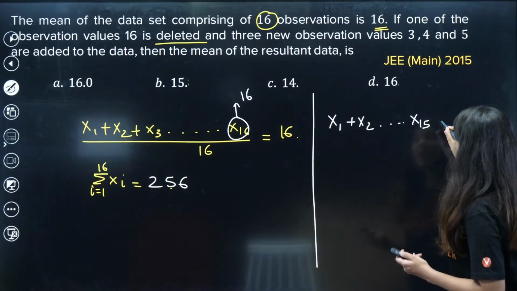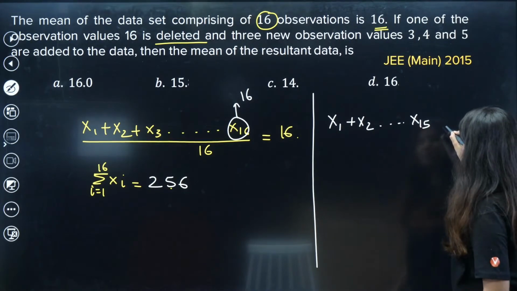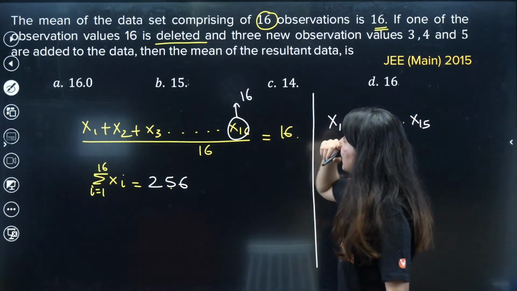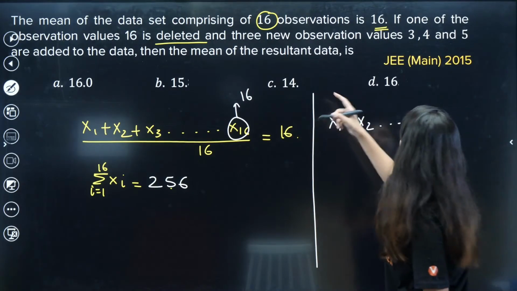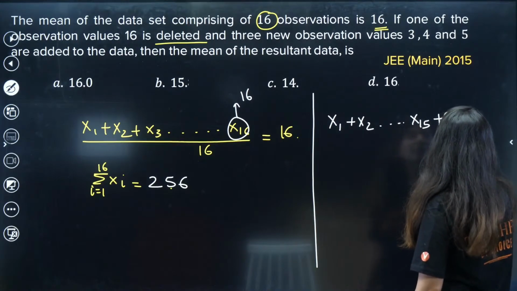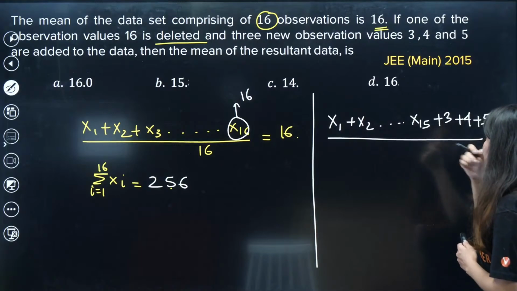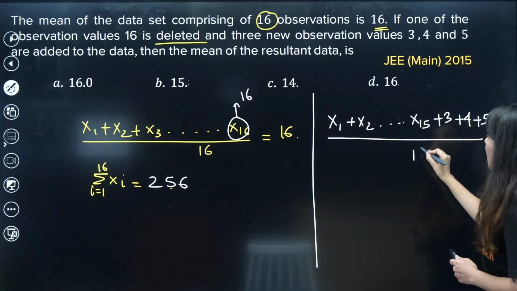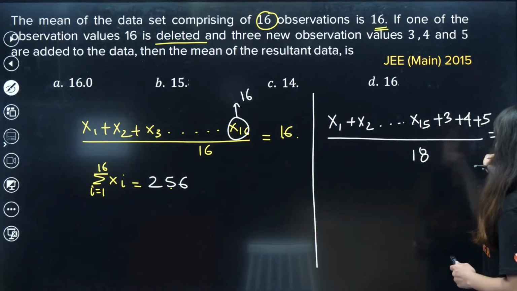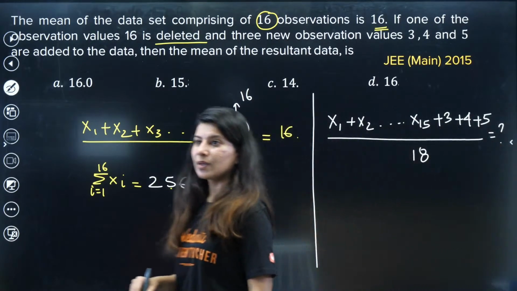and we have added 3 observations, which is plus 3 plus 4 plus 5. So how many observations are there? 15, 16, 17, 18, so divided by 18. This value we need to calculate.